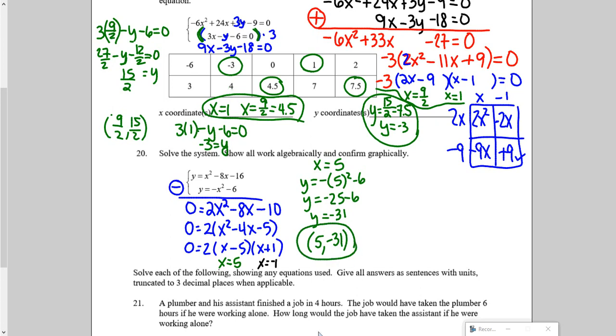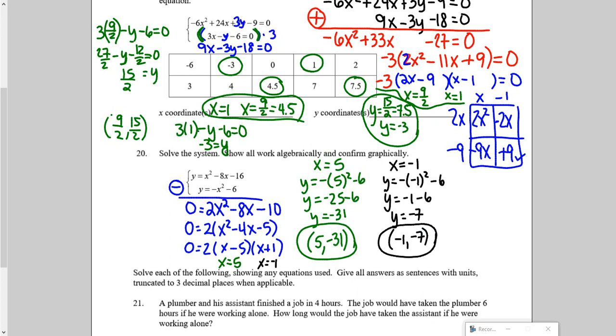Then my second intersection point was x equals negative 1. When I plug that in, I get the opposite of negative 1 squared. So when I square, I get positive 1, but now I multiply by negative. So I get y is negative 7. So I have negative 1, negative 7 as that point of intersection.